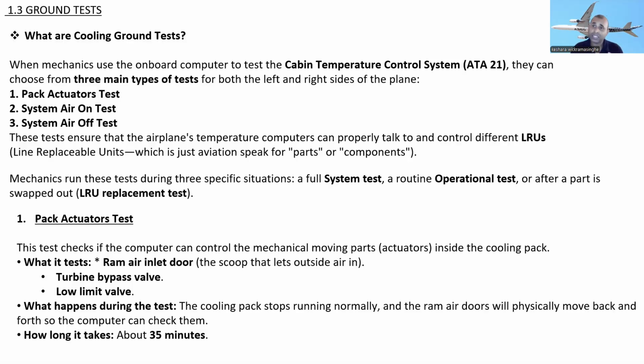In this test, we will test the RAM air inlet doors, the scoop that lets outside air in, the turbine bypass valve, and the low limit valve. There are three mechanically moving things. The pack actuator test checks whether the mechanical movement is working properly: the RAM air inlet doors, the turbine bypass valve, and the low limit valve.